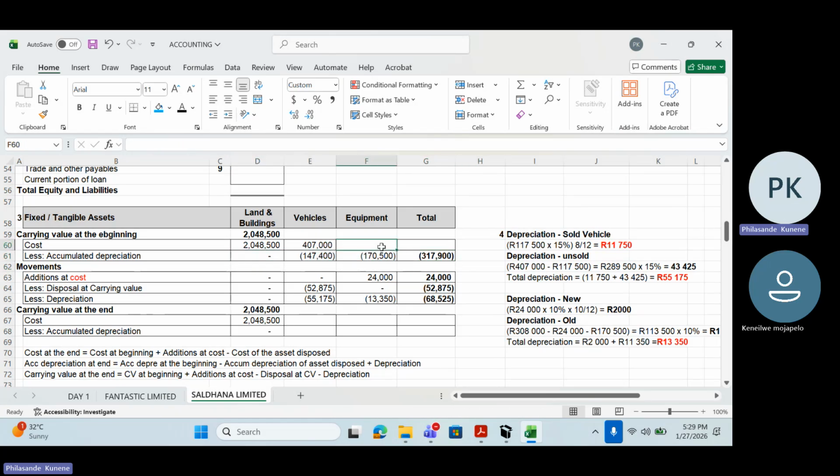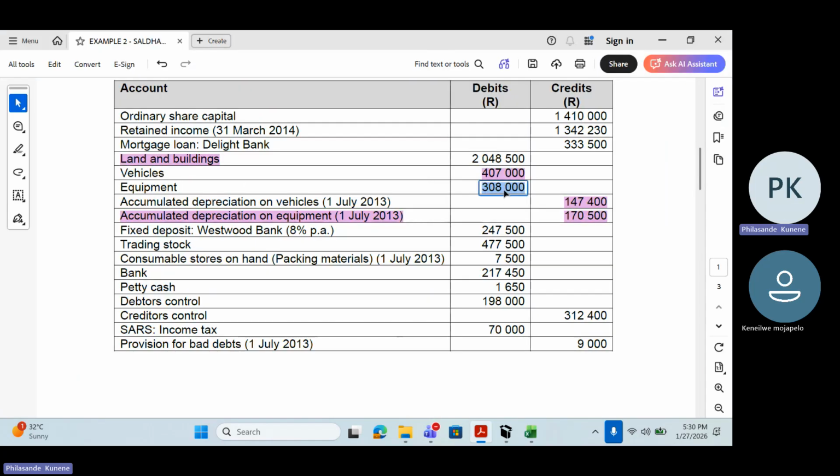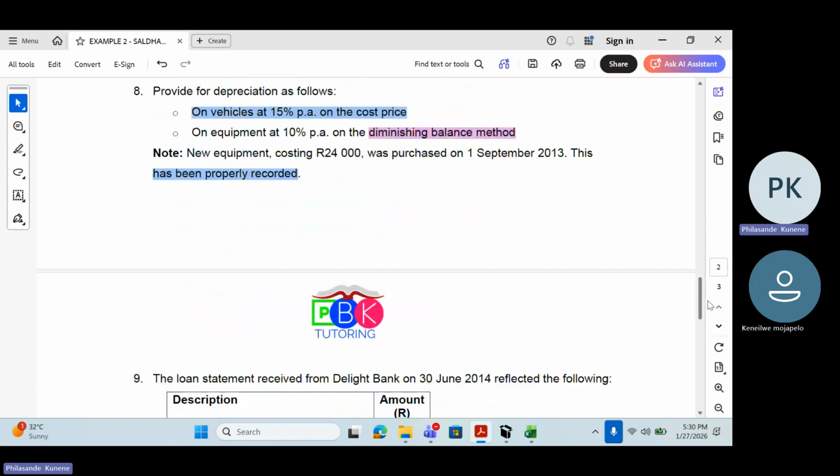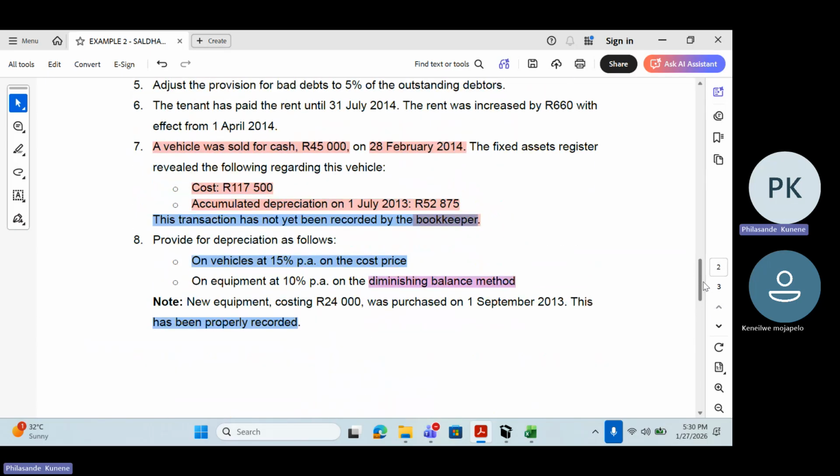But now for cost, let's go and check the cost price of the equipment. So the cost price of the equipment was 308,000 rands, right? Let's go and see. So are we going to say this is the cost at the end or at the beginning? Cost at the end. It would be the cost at the end, né? Because why are we saying that? Because the new equipment has been recorded.